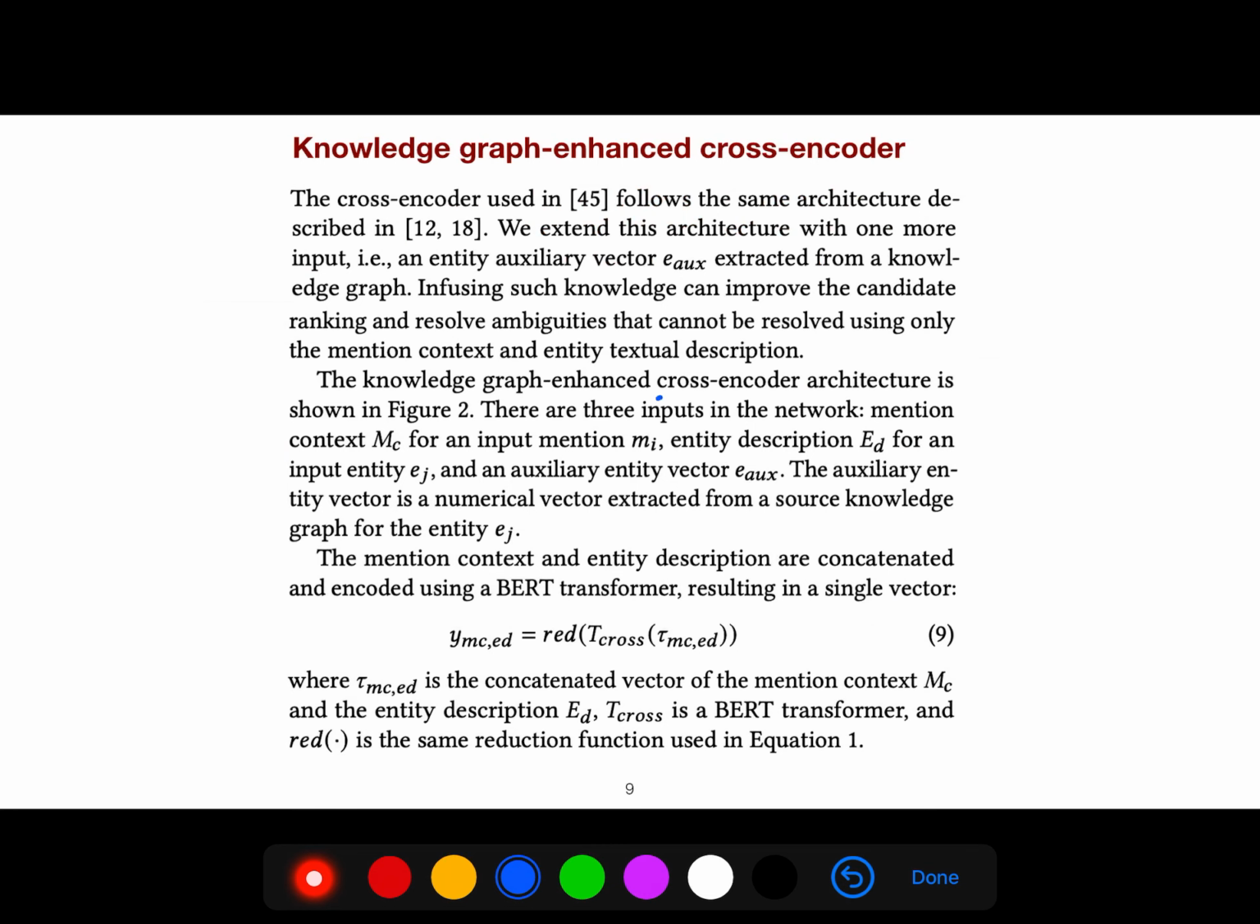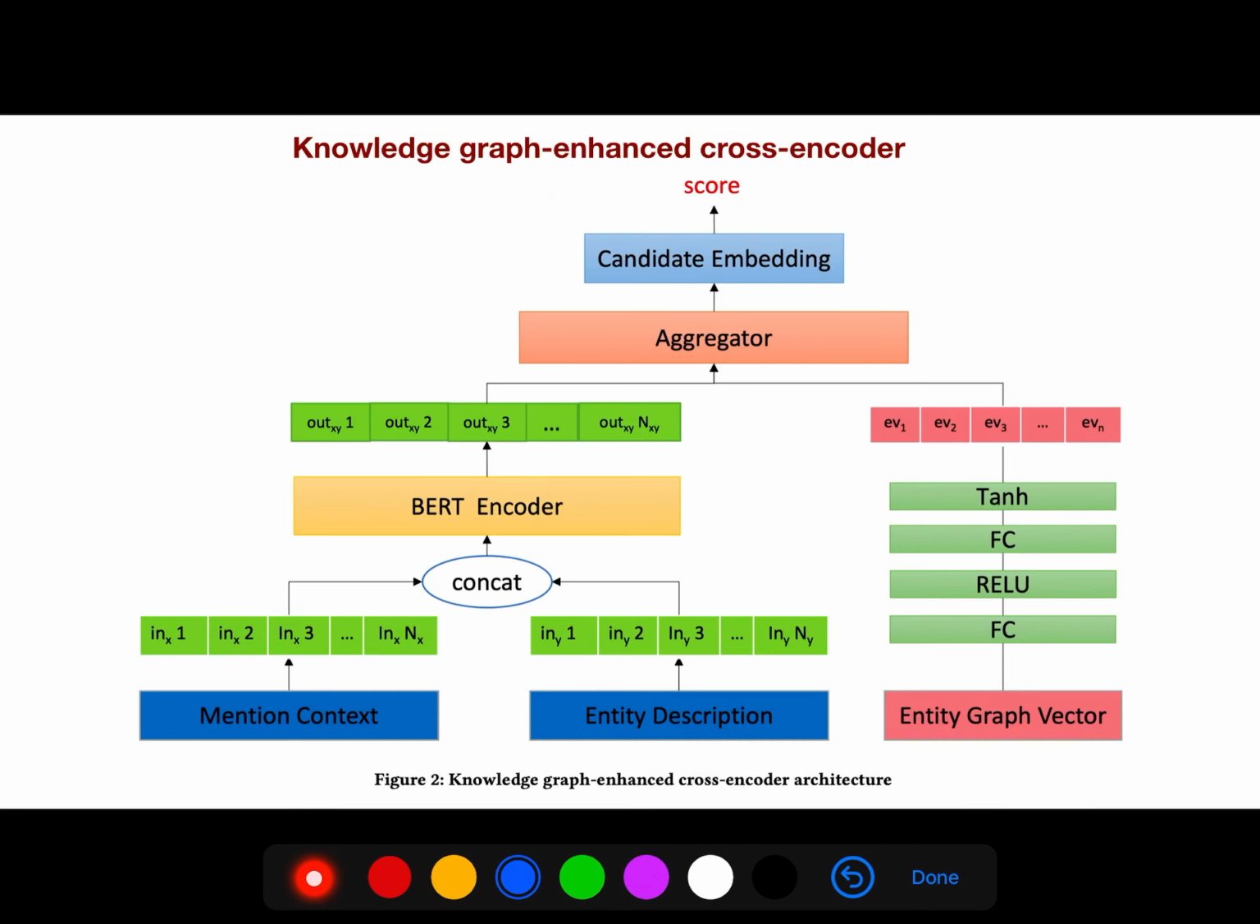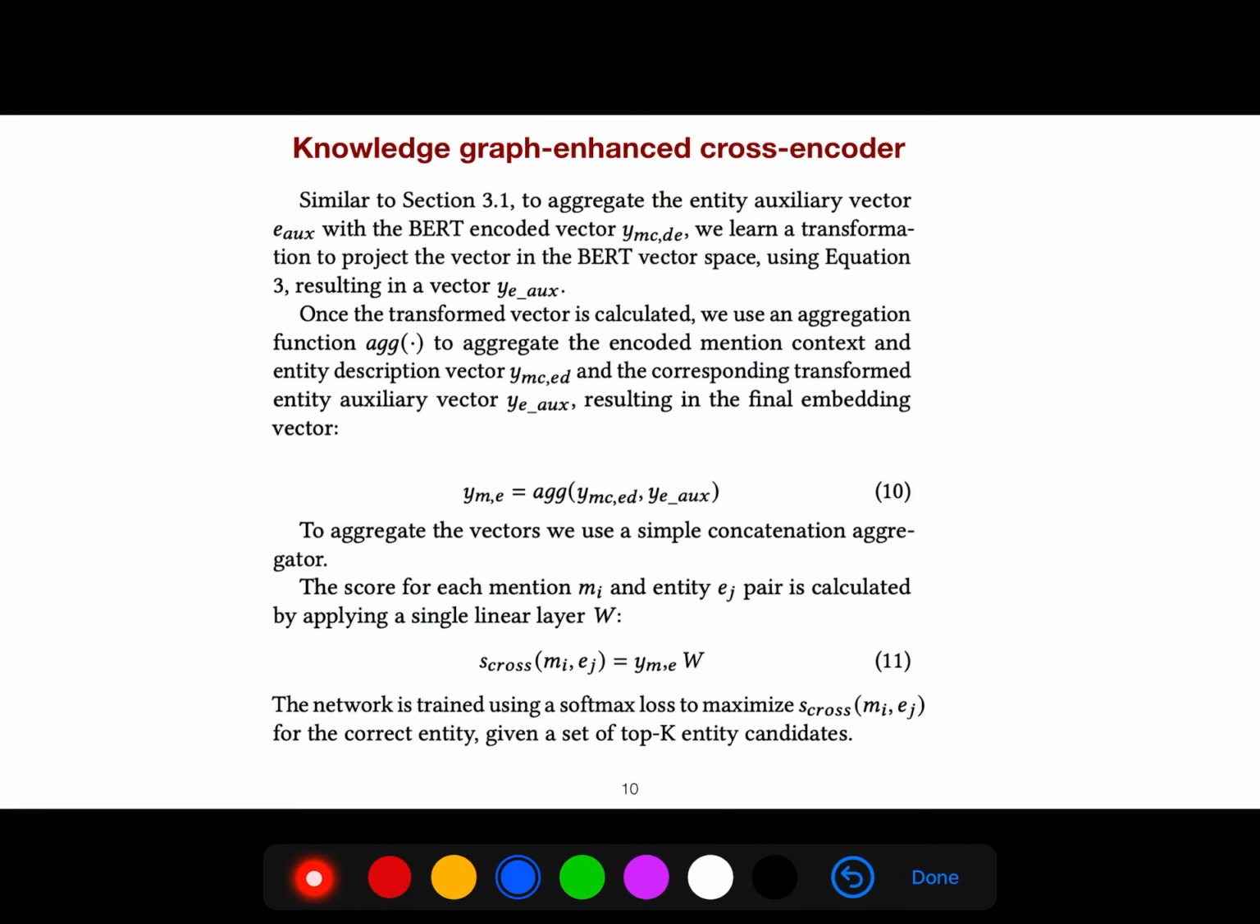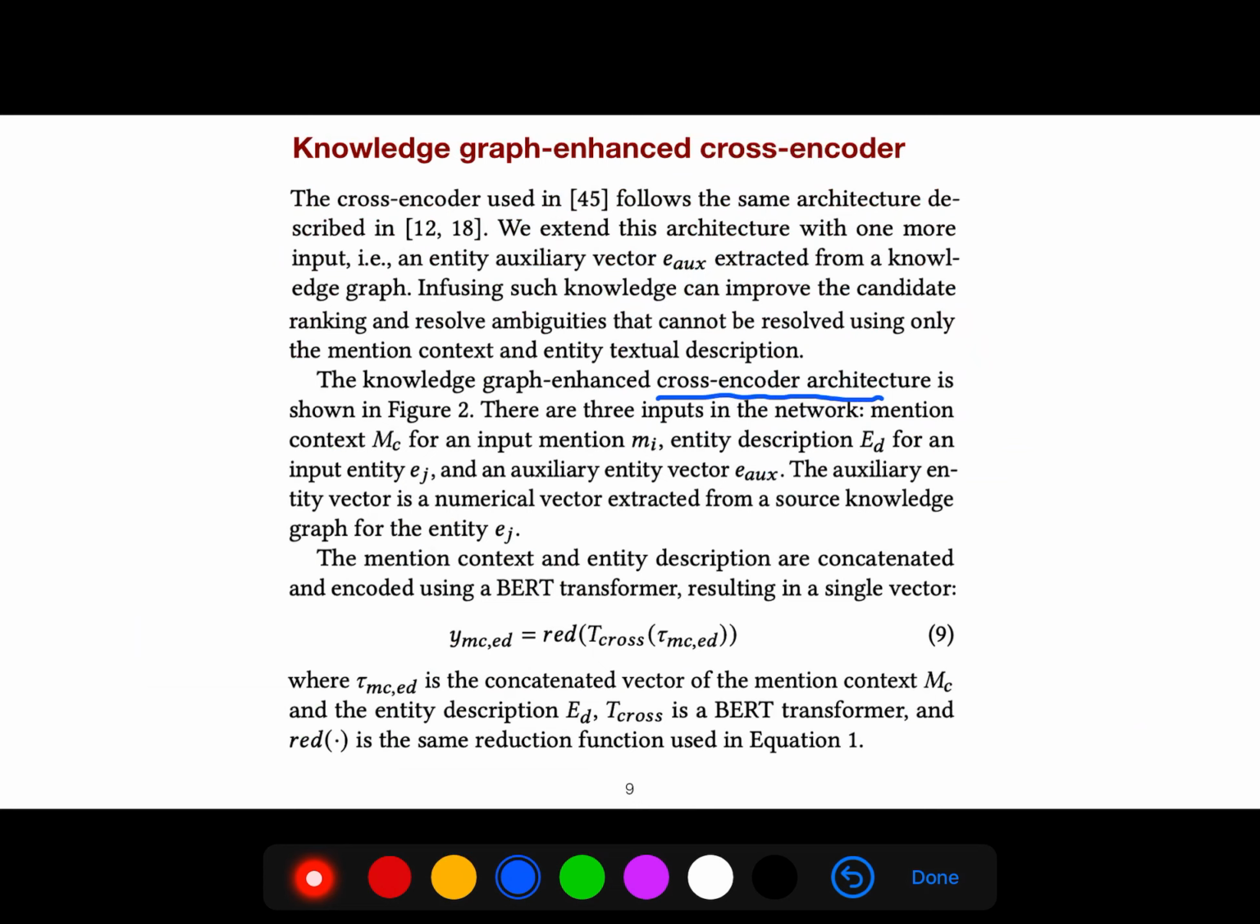The knowledge graph enhanced cross-encoder is shown in this figure, where you now also have the information from the knowledge graph, because you have a graph and then you also aggregate this information. There are three inputs. First, the mention context, which we have talked about, for an input mention m_i, and then the entity description for an input entity e_j, and finally we have this auxiliary entity vector. The auxiliary entity vector is a numerical vector extracted from a source knowledge graph for the entity e_j.